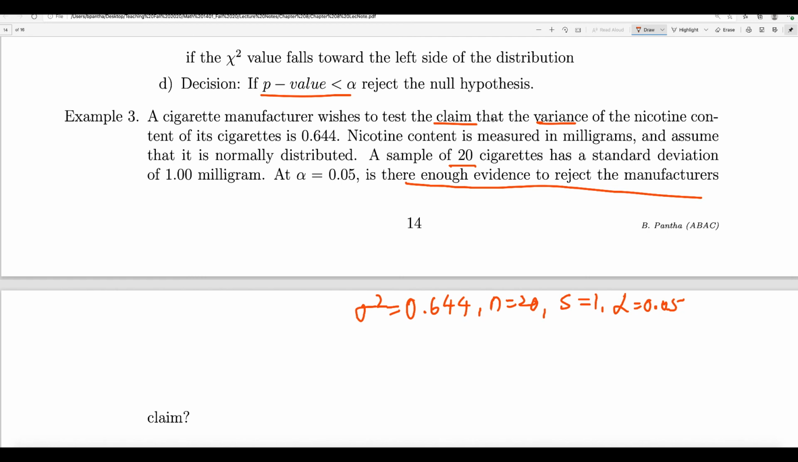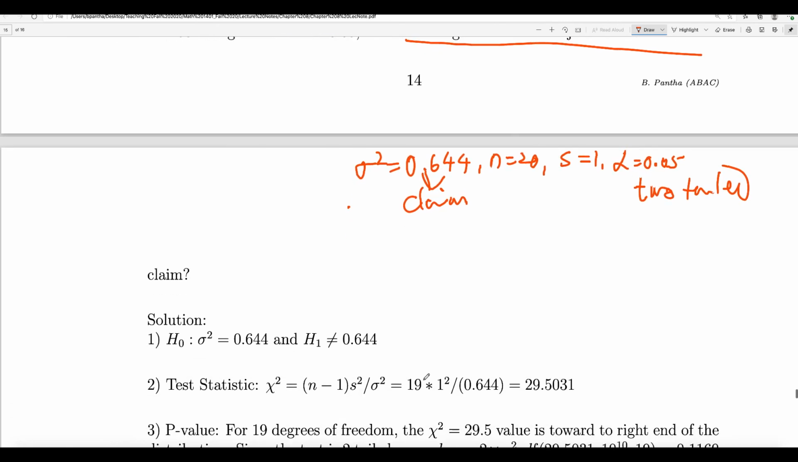What was the manufacturer's claim? It is equals to, right? So rejecting means not equals to. So it is two-tailed because there is no less than or greater than. And this is the claim as well because it says claim. So this is the claim. Okay. Let us look at all the steps with the traditional method. This is the claim here. H1 is not equals to because it is two-tailed.